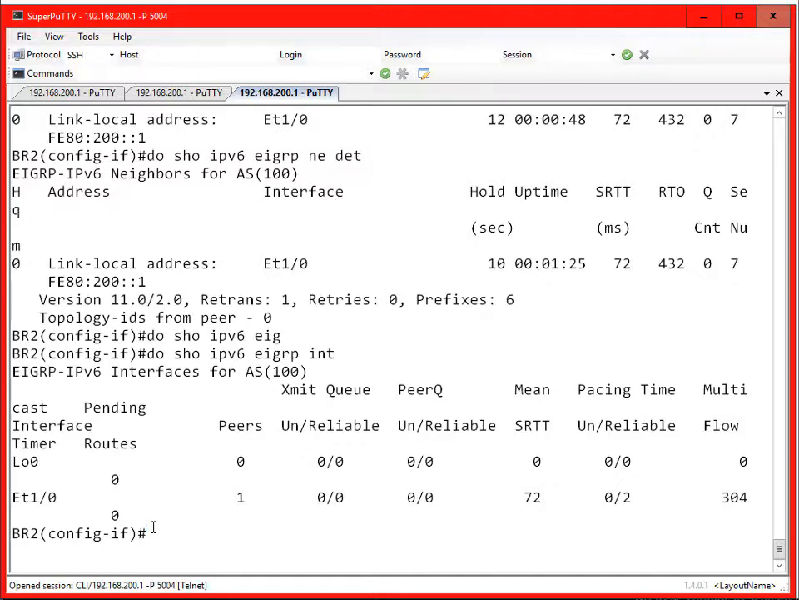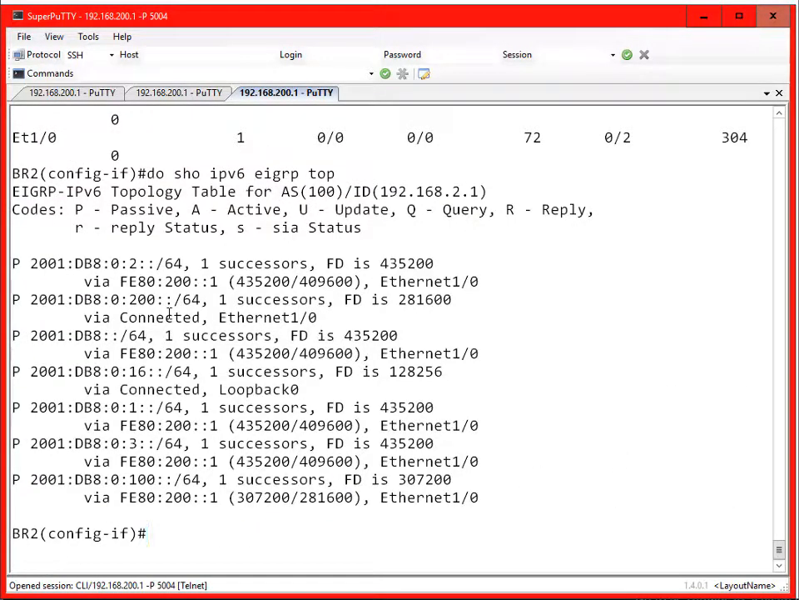Topology table is everything that we're learning. So if I do a show IPv6 EIGRP topology, I can see my topology database. And it's actually formatted exactly the same way. The only exception is, instead of v4 prefixes, we're seeing our v6 prefixes, and instead of an IPv4 next hop address, we've got a link local IPv6 next hop address.